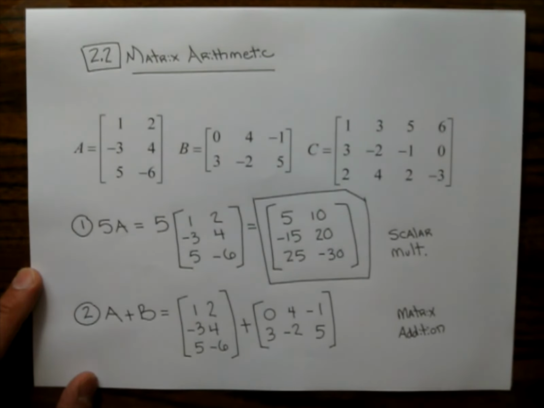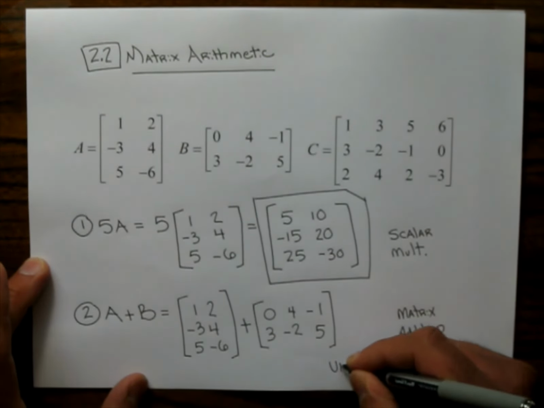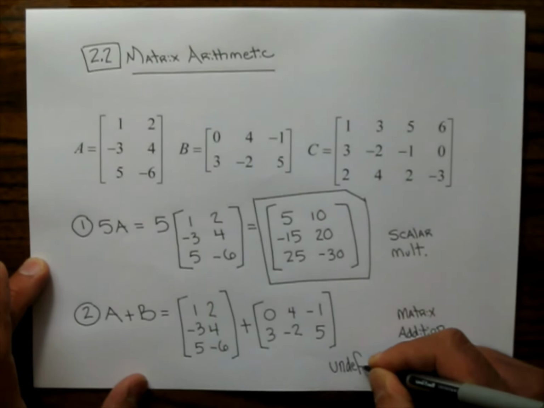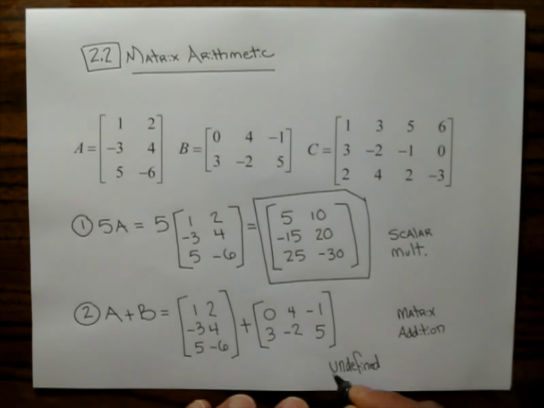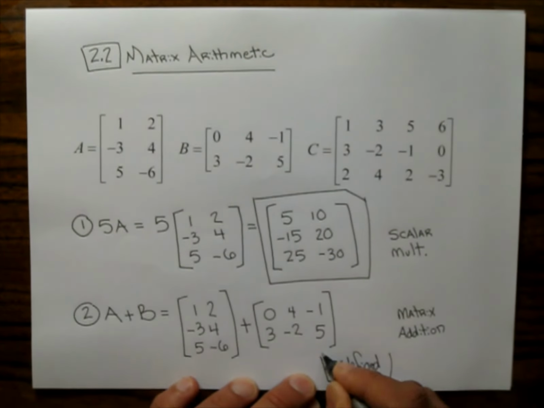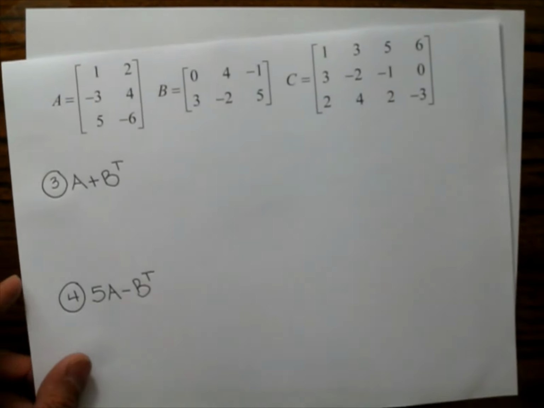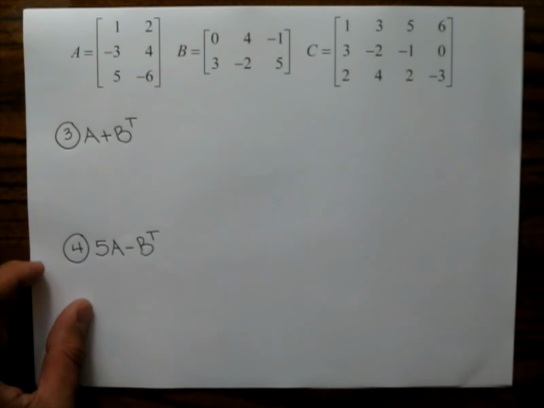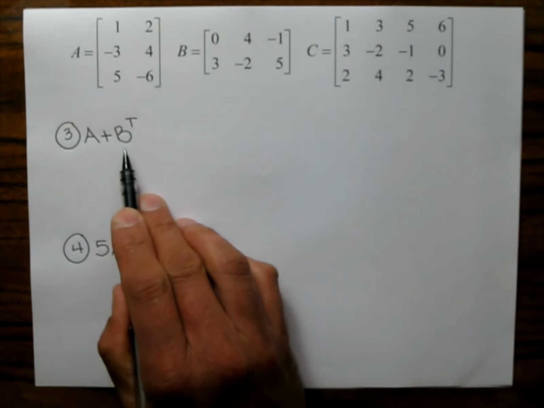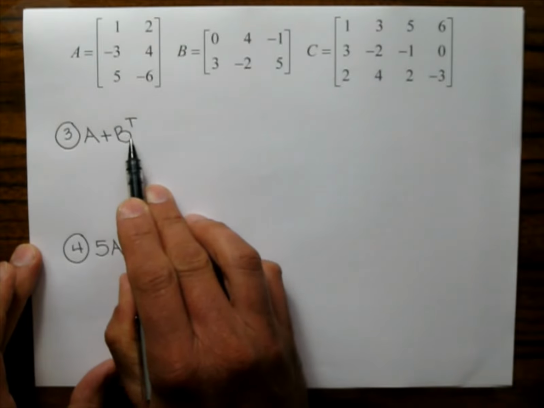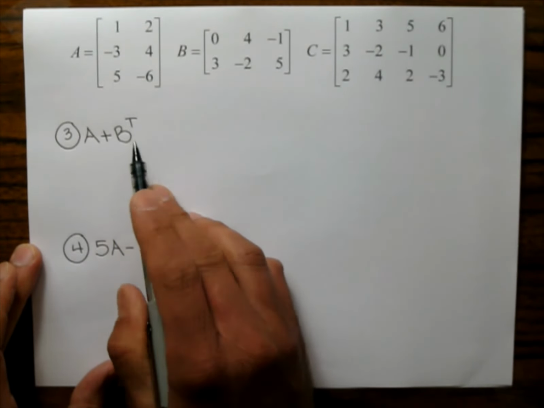So if you try to add two matrices of different sizes, it's not possible. And if they ask you to do this in your homework, you're going to put undefined. So the first one for matrix addition is sort of a trick problem. Adding two matrices of different sizes is not defined. So let's go ahead and do the next problem here. Let's go ahead and do A plus B transpose. There's a capital T there. Remember, that stands for transpose.